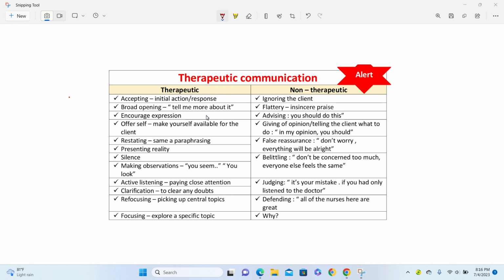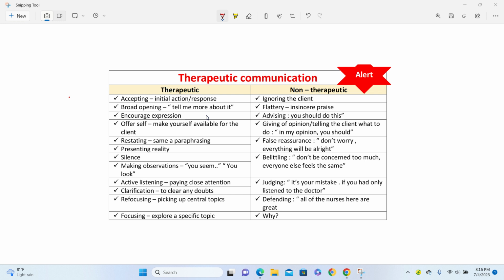Silence. Silence is nothing but whenever we have silence, we are having more patience, right? We will be listening more to the client. Making observations: we should observe. You look like this. You seem to be more anxious. You seem to be more nervous. Would you like to explain something? Would you like to talk about your anxiety? Like that, we should first make observations, then discuss with the client on the same thing.